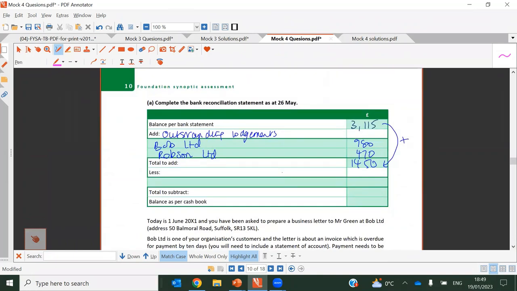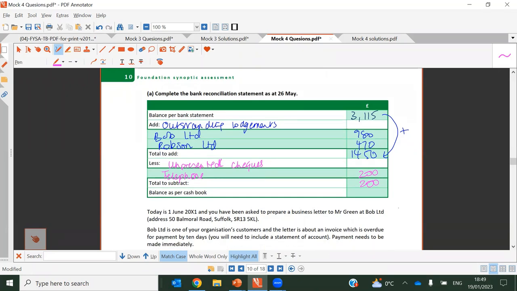And the term we give these is unpresented checks. So we have written the check, but it hasn't been presented at the other end. Presented checks. This was the telephone expense of £200. And therefore, we need to subtract that. We know that monies are going to come out. So we will actually be knocking that off of the current balance on the bank of 3,115.